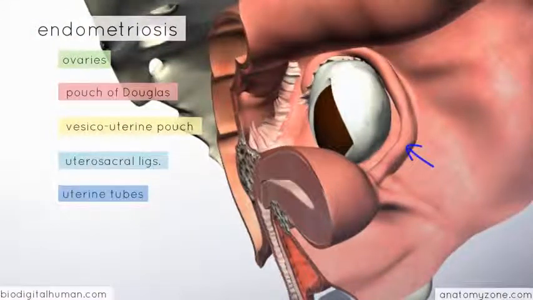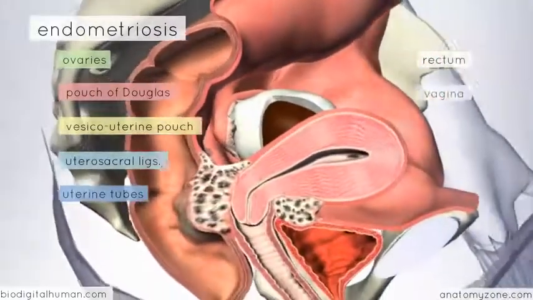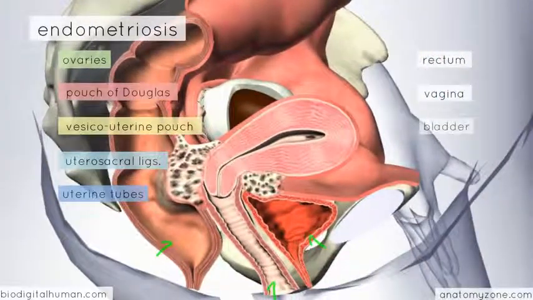So endometriosis isn't actually confined only to the pelvic cavity. It also affects the umbilicus. It can affect wound scars. It can affect the pleura, the pericardium, and even the central nervous system. So other sites in the pelvic cavity involve the rectum, the vagina, and the bladder.